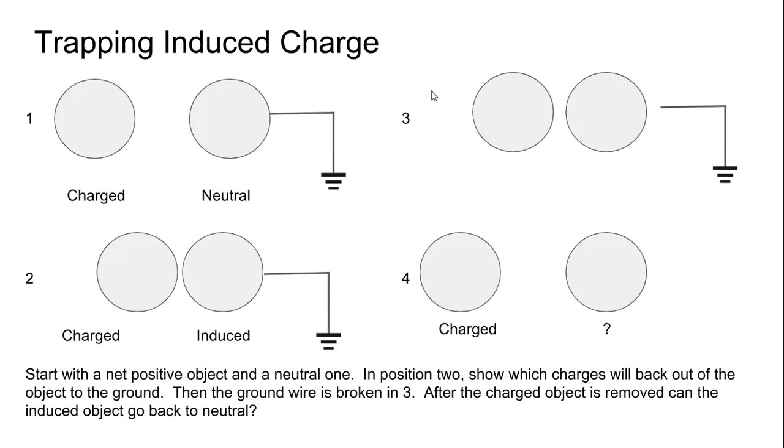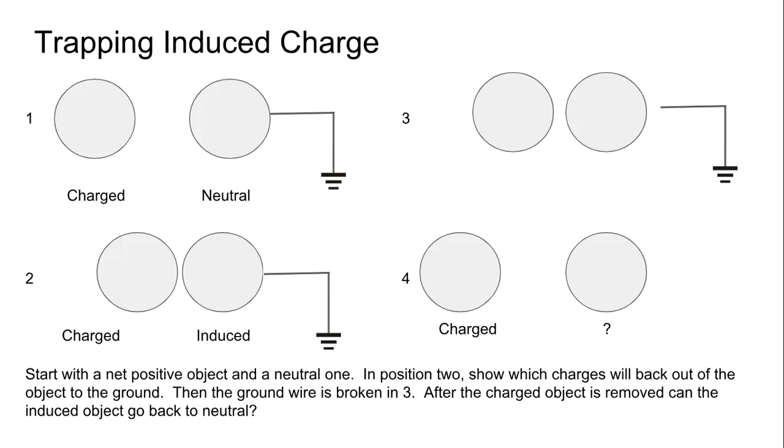Now, here's a nifty thing we can do. We can trap these induced charges. So here's what you have to do. In position 1, create a charged object. Don't bother doing it as a complete charge. Just show a net charge. So make it all positive or all negative. Make the one on the right neutral. So show an equal number of positives and negatives.